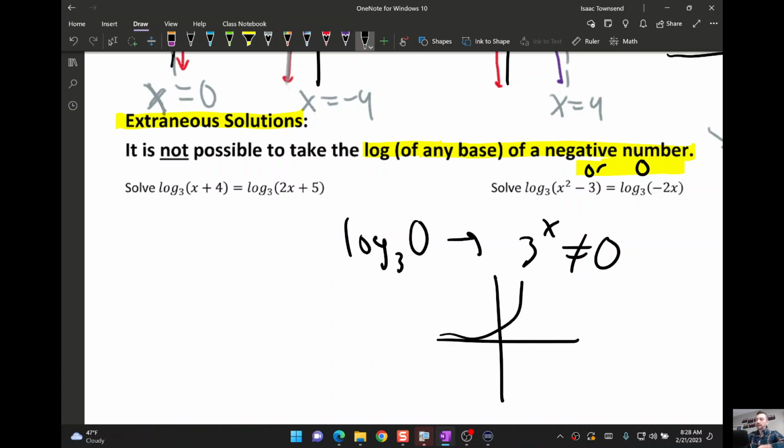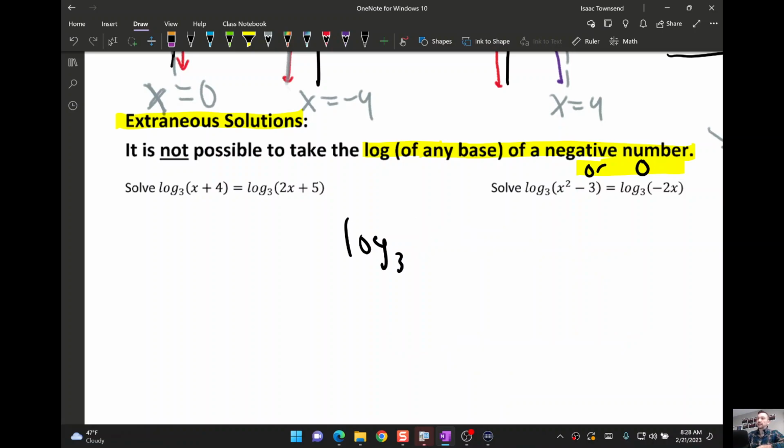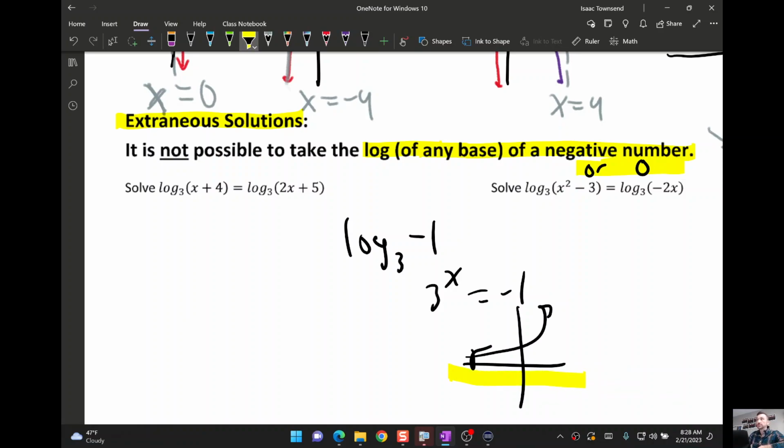If you think about the graph of 3 to the x, it never equals 0. It never gets down to that. That's why you can't take the log of 0. Basically the same reason you can't take the log of a negative number. Now you can have a negative answer. We had a negative answer up on page 2, I think. But there's no power of 3 that gives you a negative number. Same thing: if you think about 3 to the x graphed, it never equals -1.